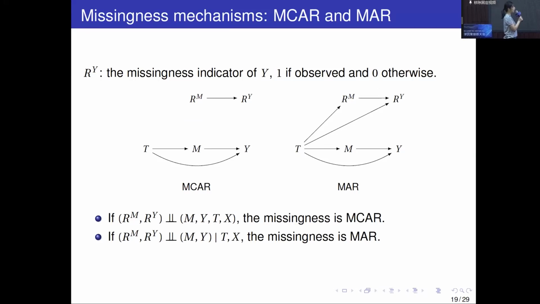The DAG shows the MCAR mechanism and the MAR mechanism. If the vector of missingness, RM and RY, is independent of everything else, then the missingness is missing completely at random. And if this vector is independent of the vector having missing data, M and Y, given T and X, then the missingness will be MAR.